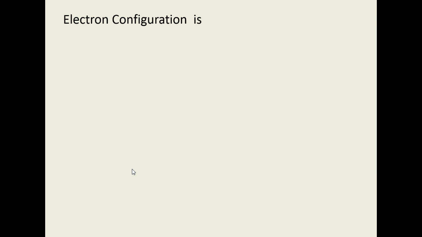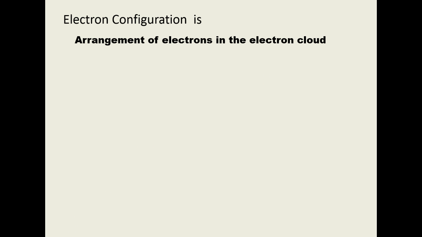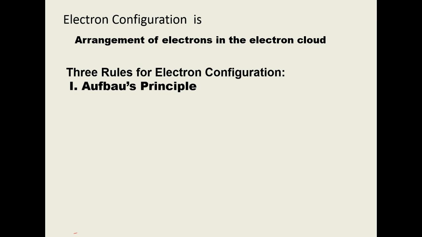Okay, so what is electron configuration? Electron configuration is the arrangement of electrons in the electron cloud. So we've already established that the electron cloud is no longer these rings around the nucleus, but these three-dimensional regions. And so how are we going to determine where the probable location of those electrons are? Well, first we have rules that are going to help us do that.